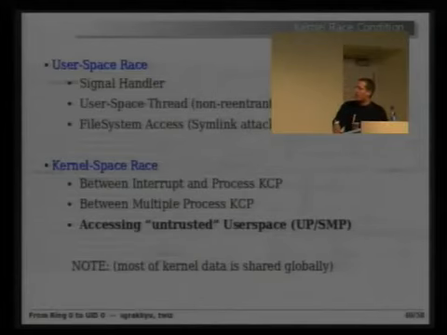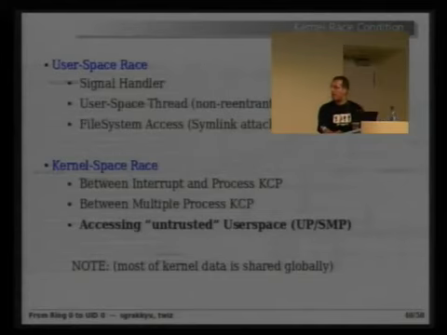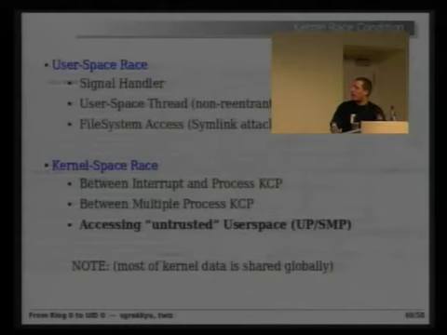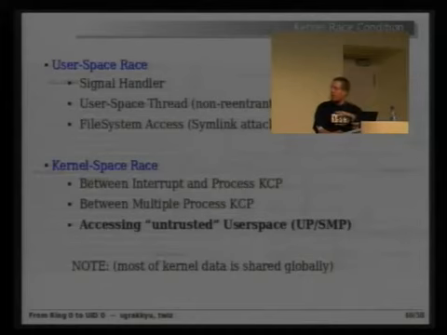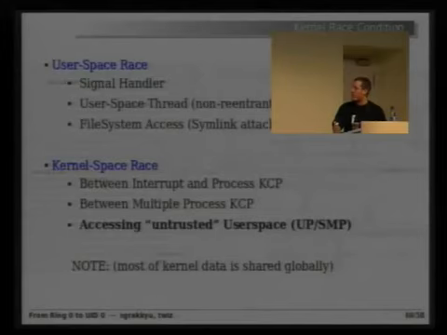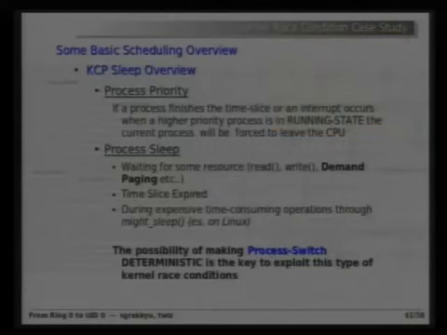We have different types of race conditions: between multiple processes, between interrupt and process context, or between multiple process contexts accessing user space. We deal with the user space case on a uniprocessor system, because it's more difficult to exploit this type of vulnerability compared to a symmetric multiprocessor system, because there is one processor and one process at a time running on the computer. Some basic knowledge about scheduling and memory management helps to better comprehend the rest of the slides.